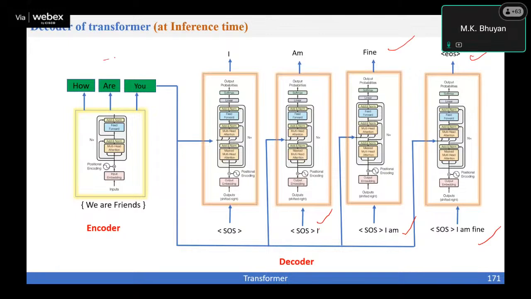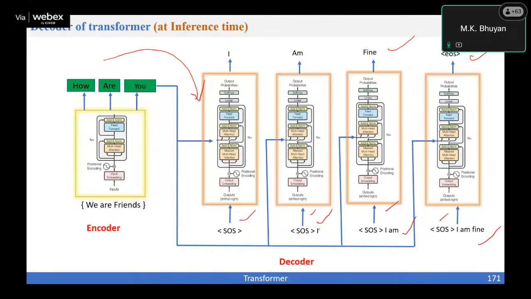So the input is coming from the encoder, and also I am giving the inputs here. And I am doing the prediction. The prediction is I am fine. The question is, how are you? That is from the encoder.